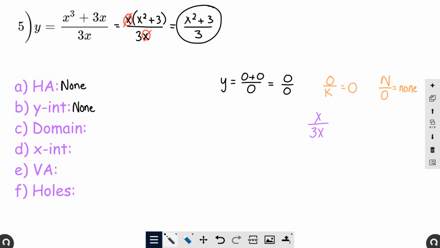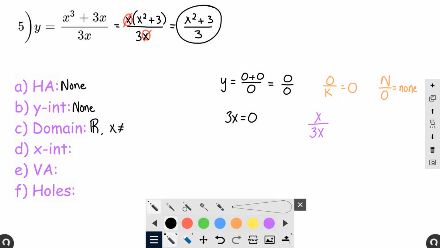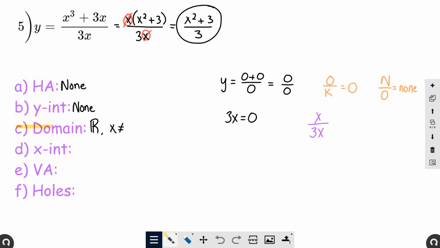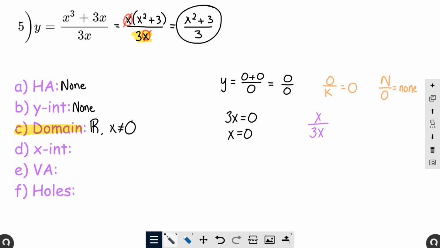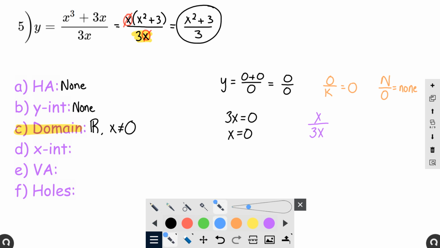Okay, so let's go through with our domain. It is all real numbers except, now let's set it equal to 0, right? Domain is denominator. And in that original denominator we have a 3x that doesn't factor, so we have to look right here before we cancel out. Set it equal to 0, and x cannot be 0. So we have all real numbers except 0, because 0 times 3 is, and thou shalt not divide by 0.